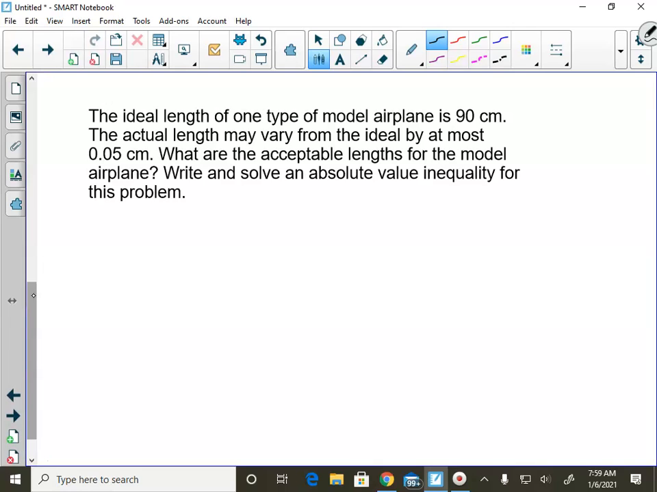Well, most of these problems, actually all of the tolerance problems, you can do using a simple guideline. It's always going to be the absolute value of the actual length, minus the ideal length, and that has to be less than or equal to the tolerance.